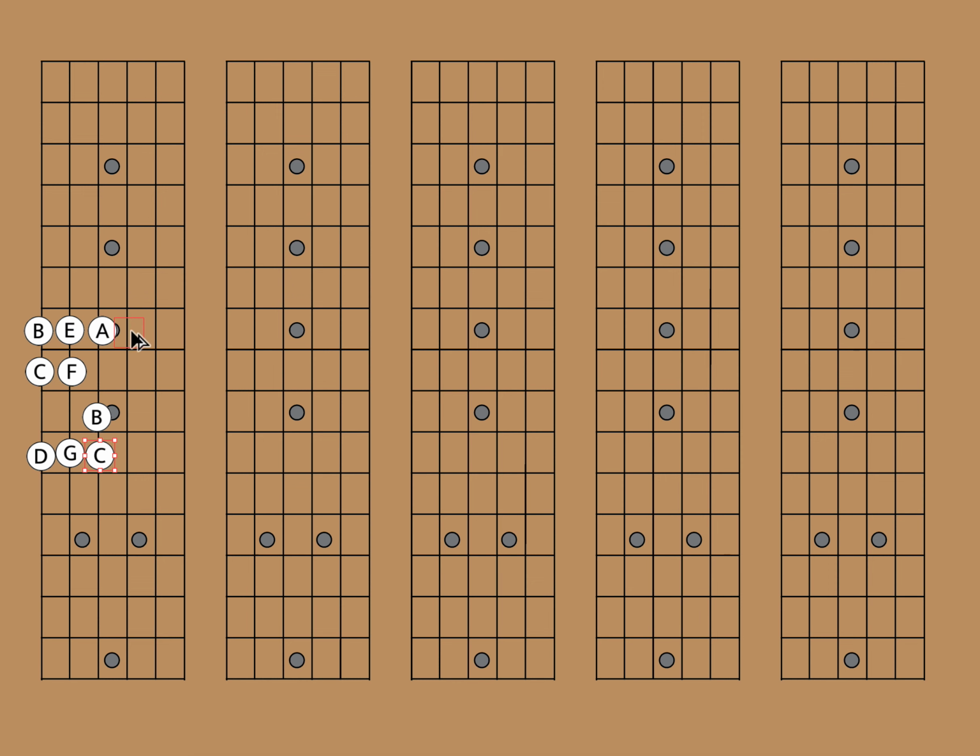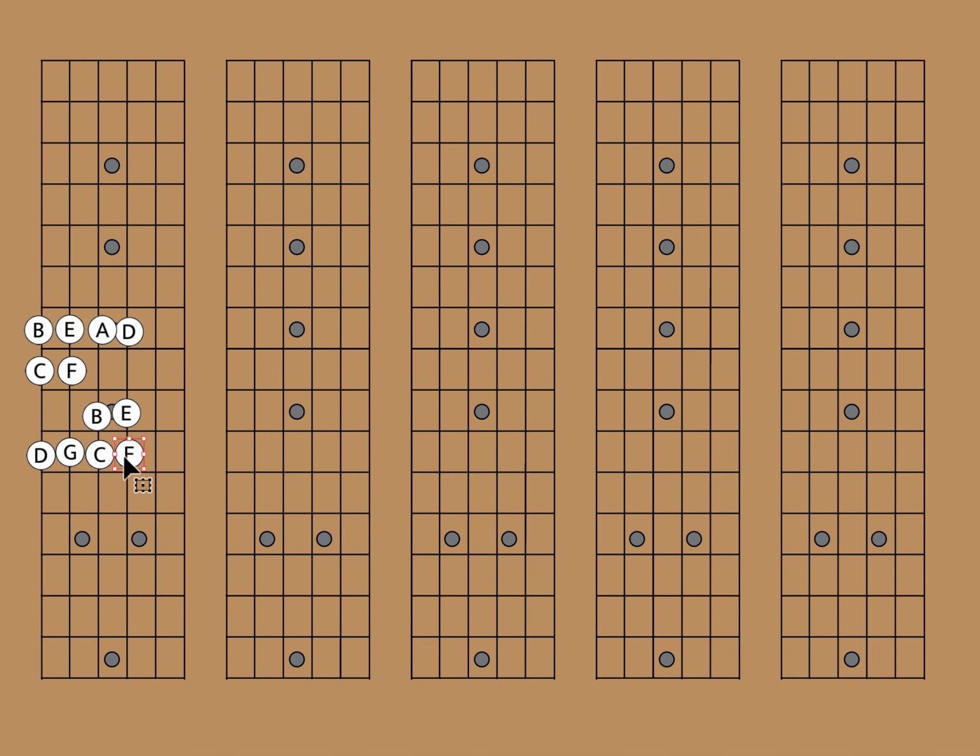And then D, E, F, and then here we have G, A. And this is where we're not in the 3-note per string pattern, because it's easier if you just want to remain in the position to just play the B right here. And then C and D.